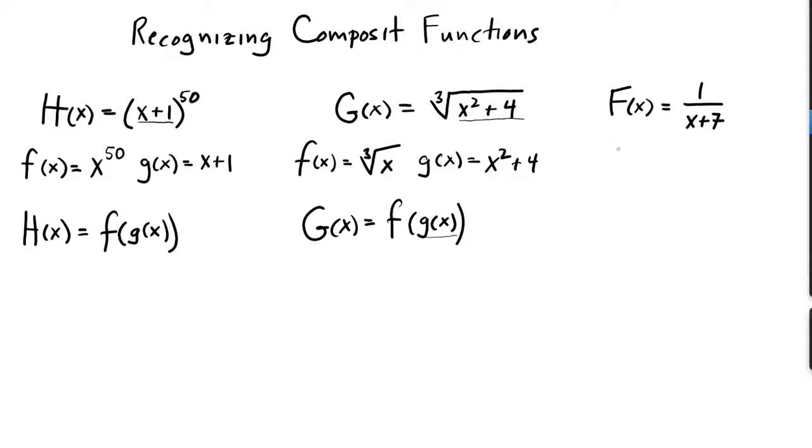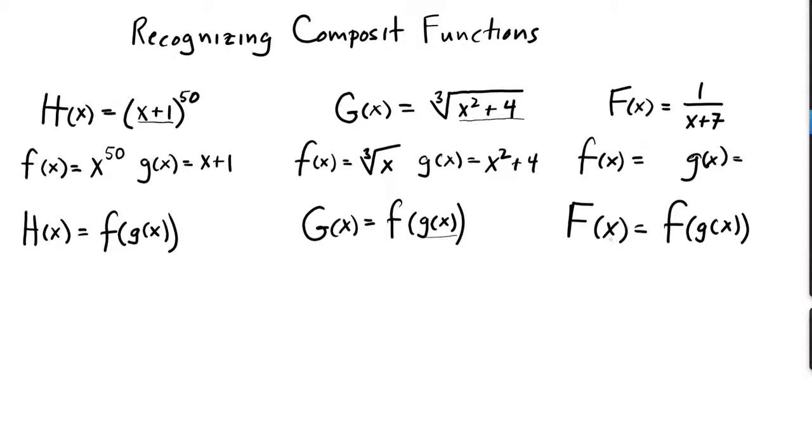Alright, one more. Again, I want f of x, and I want g of x, so that capital F of x is equal to f of g of x. Now this one's a little trickier, but we can still use the same idea. I've got this denominator here. If I make that my g of x, then what would f have to be? Well, what am I doing to g? I'm saying 1 over g of x. So that would make my f 1 over x.